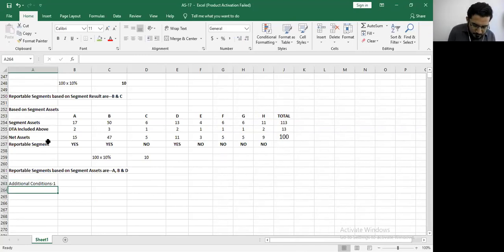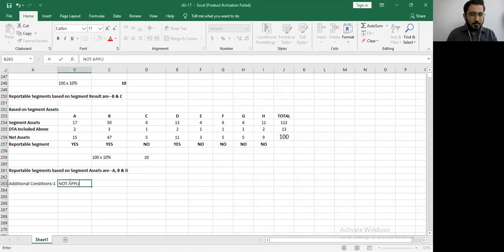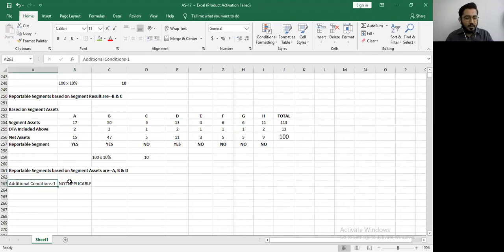Additional condition 1. My question to you is, is any information given that we must provide voluntary disclosures for a particular segment? Is it given in the question that separate disclosure is needed for this segment, or that management wants voluntary disclosure? No such information has been given. Since no such information has been given, additional condition 1 is not applicable.